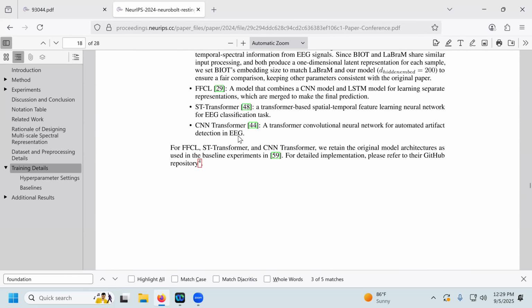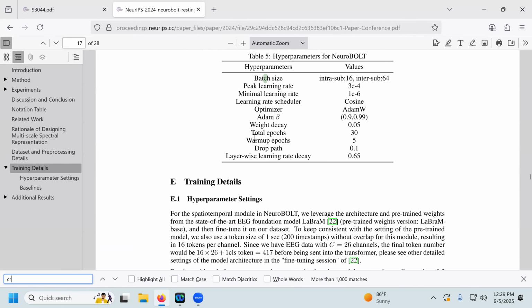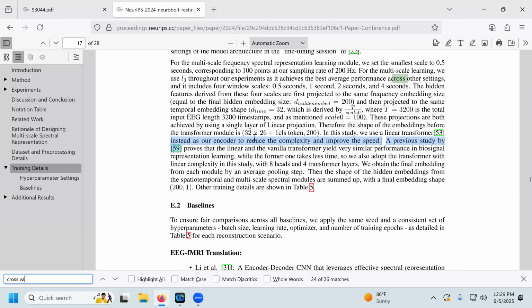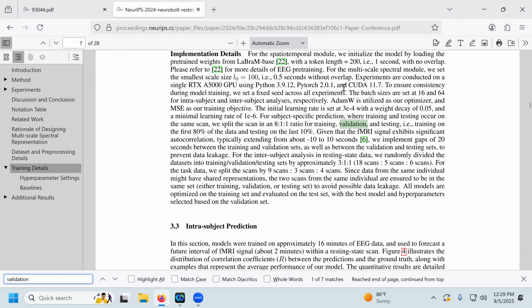I assume for the other numbers they didn't retrain the models; they just took them from the paper straight, and for their model they probably just did a 30/70 split. Maybe that'll show up. Okay, for subject-specific prediction... Oh, they split the same scan. Yeah, so they don't test across the subject. Well, this is subject-specific.